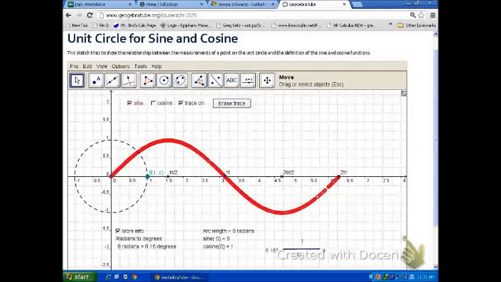What you'll notice about the sine curve is I can continue to go around and around and around that circle, and this graph will continue to move up and down and up and down the more and more I move around the circle. This sine curve will never end.